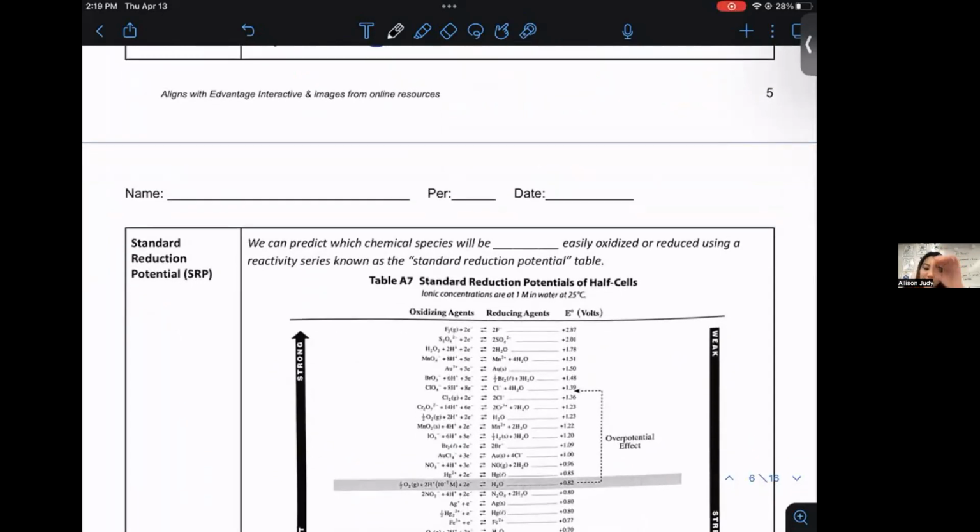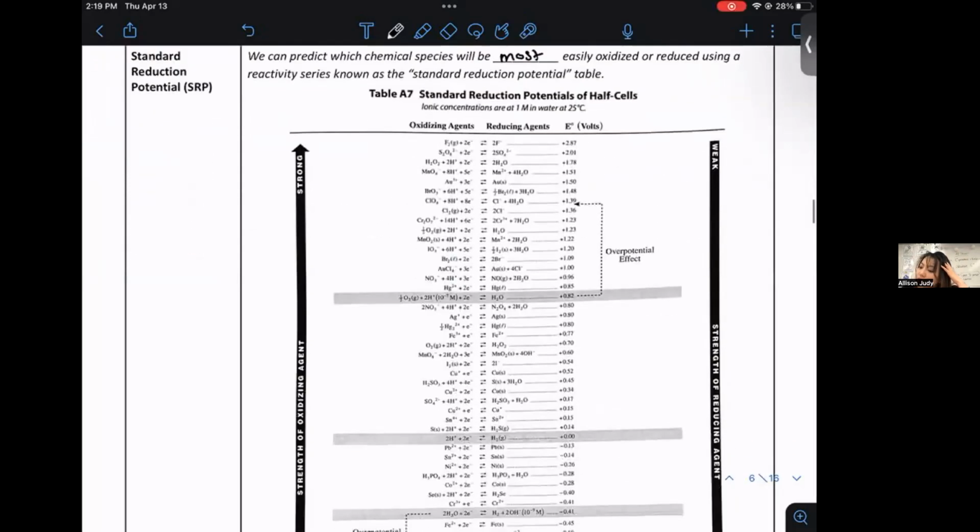And what this does is we can predict using this table which chemical species will be the most easily oxidized and the most easily reduced. Who would be the partner? Who would serve in a reaction in a battery? Who would serve as the one getting the electrons? Who would serve as the one losing the electrons? How would we piece together the battery?